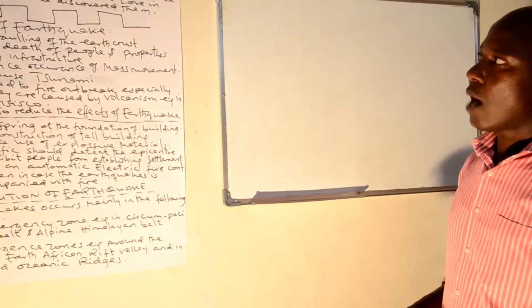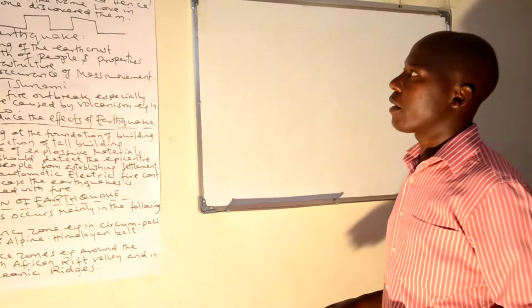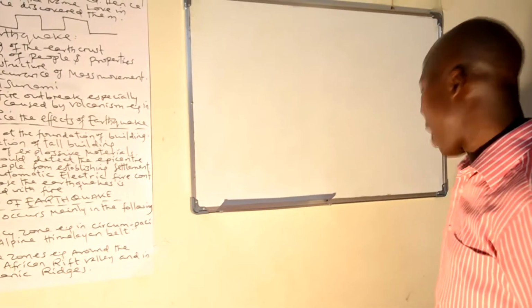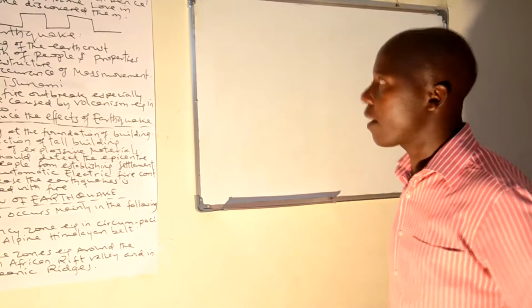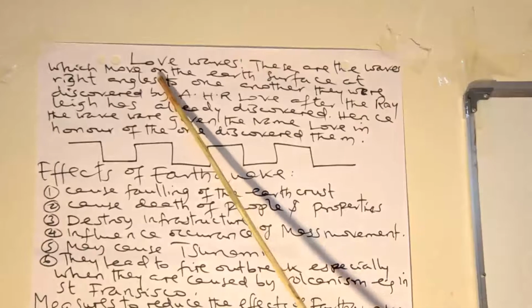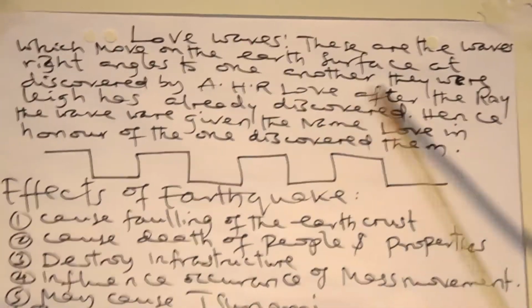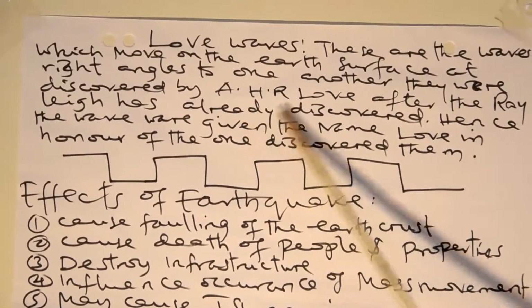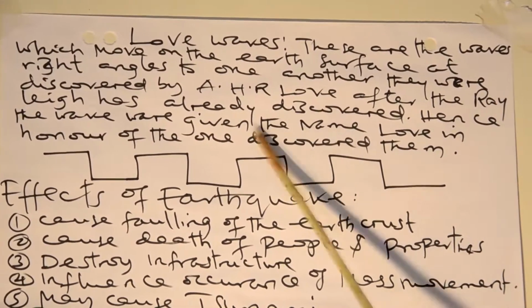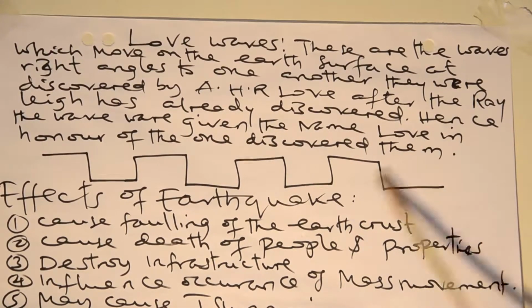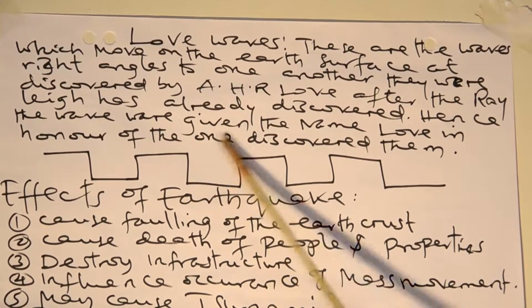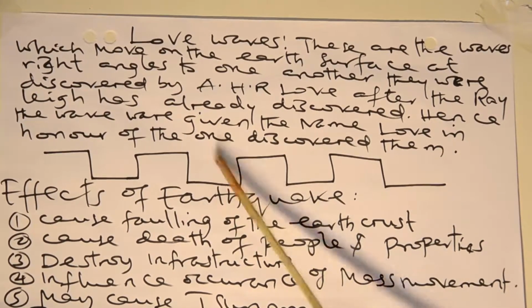According to surface waves, it consists of Rayleigh and Love waves. How about the Love waves? These are the waves which move on the Earth's surface at right angles to one another. They were discovered by A.E.H. Love after Rayleigh waves had already been discovered. Hence, the waves were given the name Love in honor of the one who discovered them.